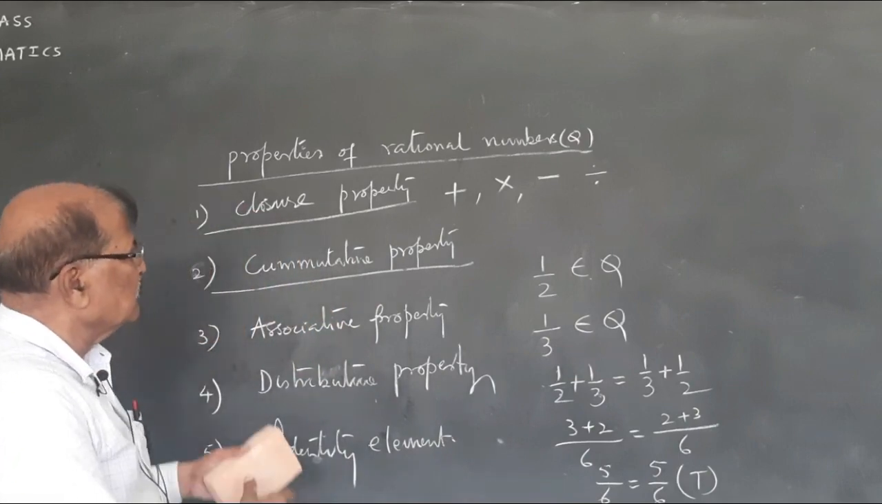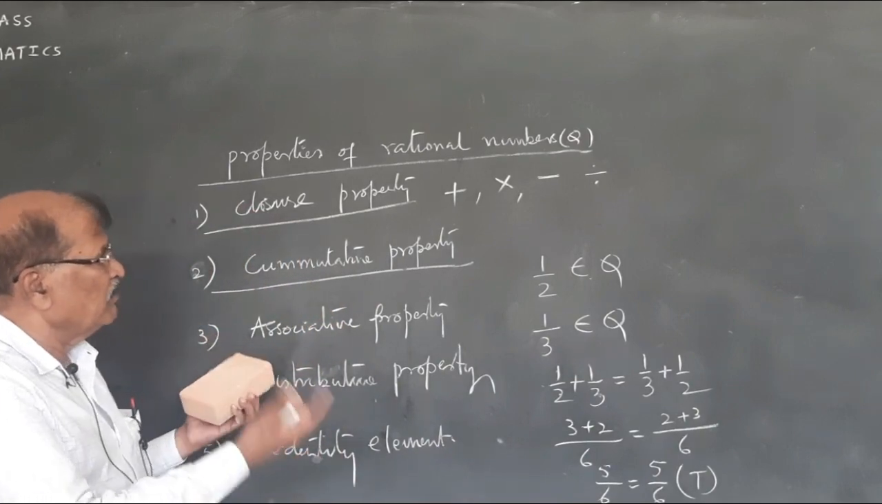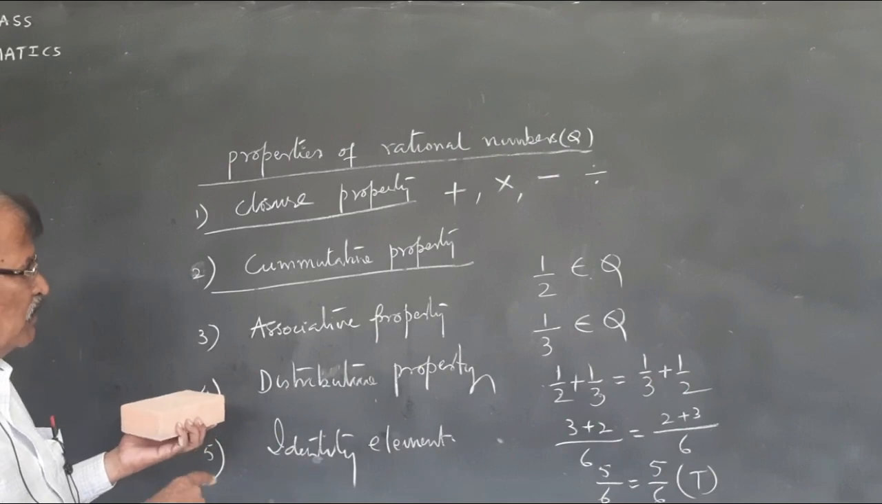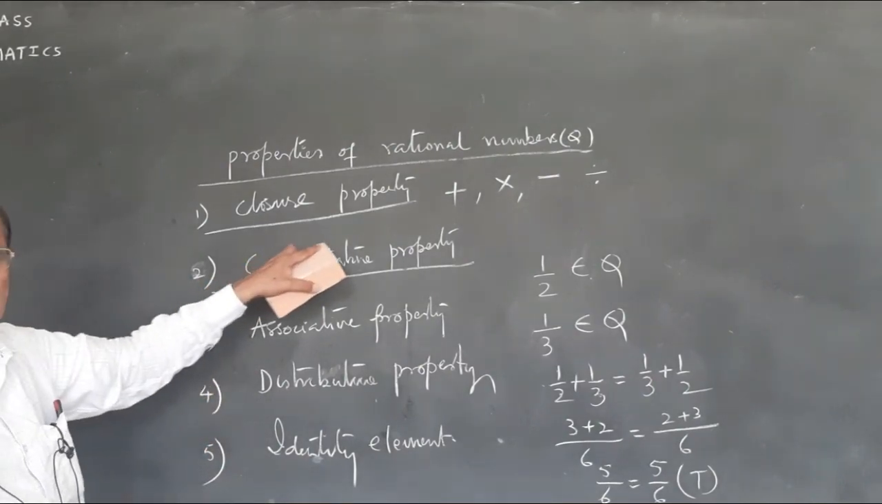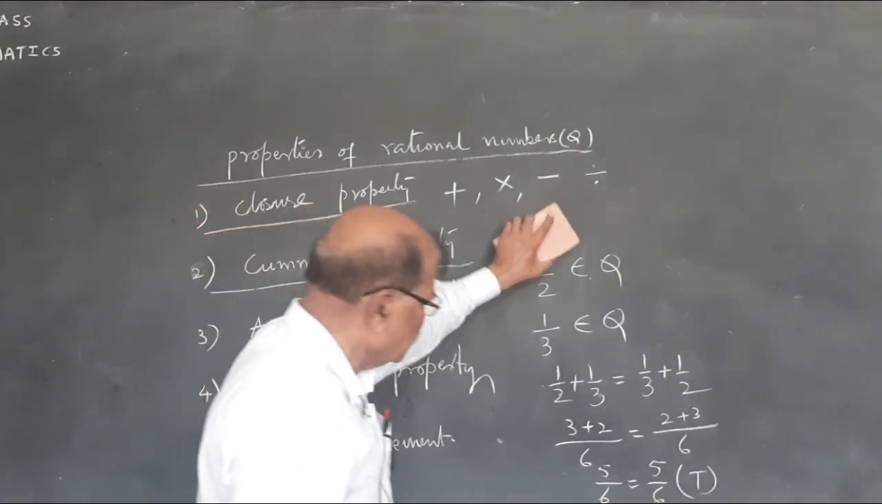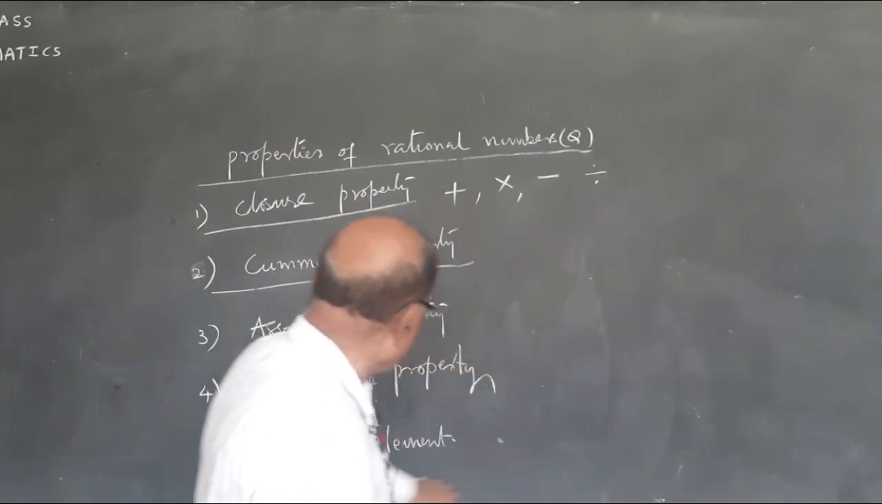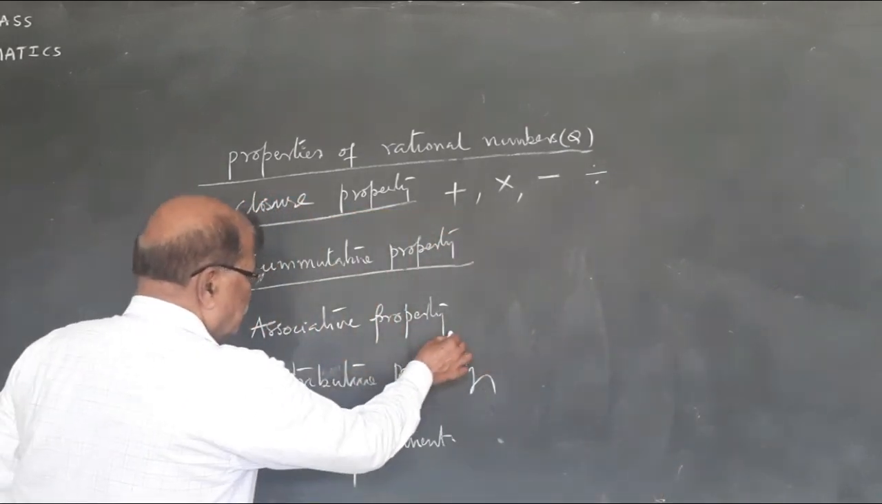Commutative property means if you take A and B as two numbers, if A plus B is equal to B plus A, that is called commutative property. So let us go to another property, associative property.